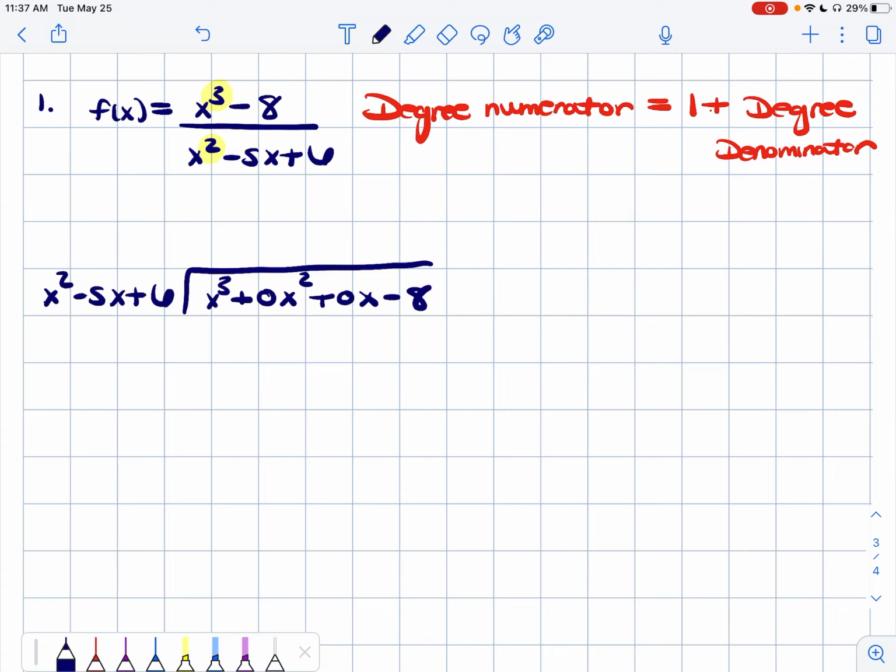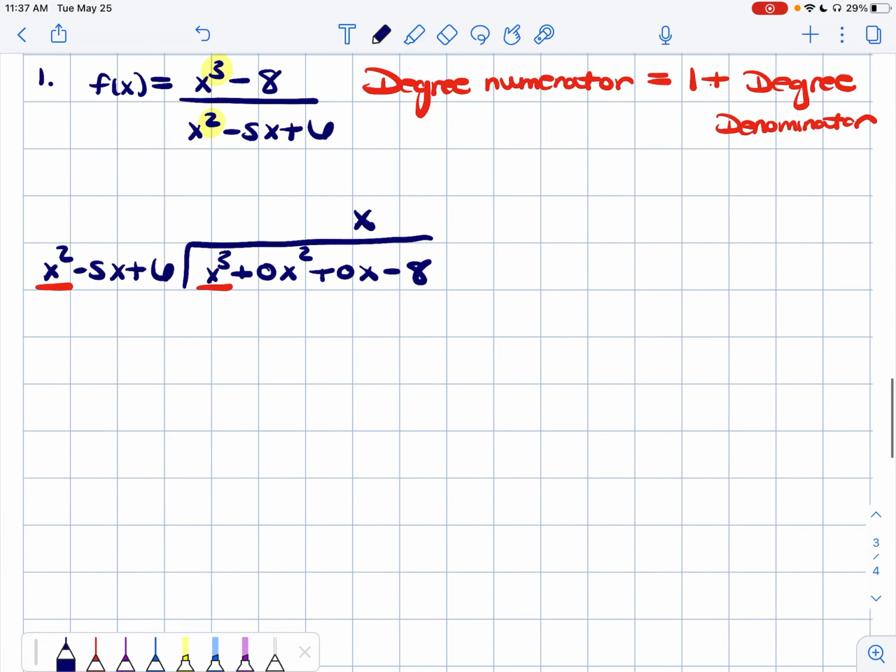Okay, so then we just go through the same steps of polynomial division that we looked at before. So we need to think, what do we need to multiply an x squared by to get an x cubed? And of course, the answer is x, so that goes in our quotient. All right, multiply the x by the entire divisor. So that would give us x cubed minus 5x squared plus 6x, and then we subtract.